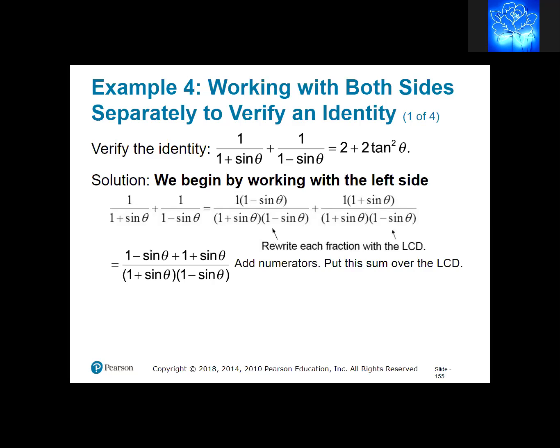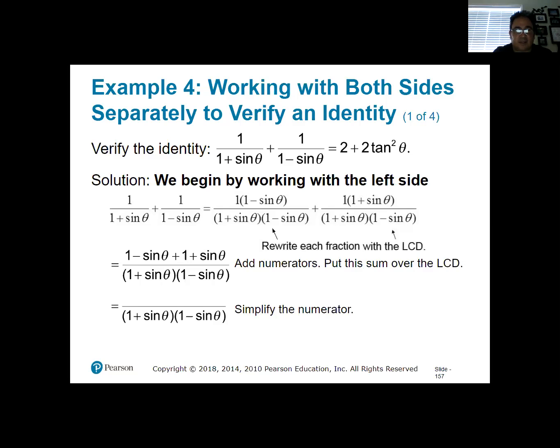And from here, math gets easy. What happens to my sine of thetas? They cancel out. I've got a positive and I've got a negative, so they're going to cancel each other out. And what do I end up with? 1 plus 1, which is 2, right?